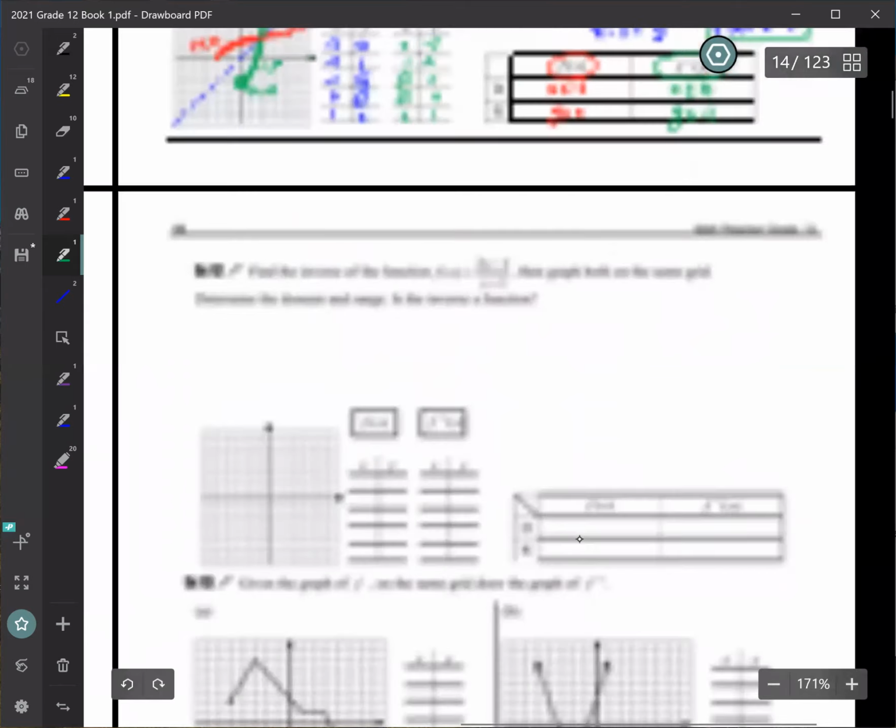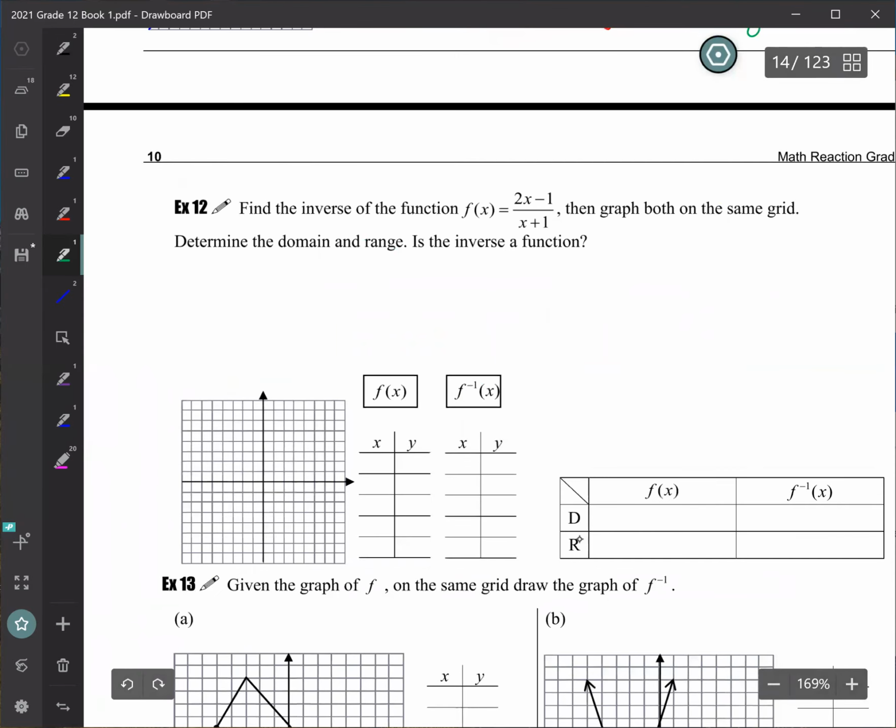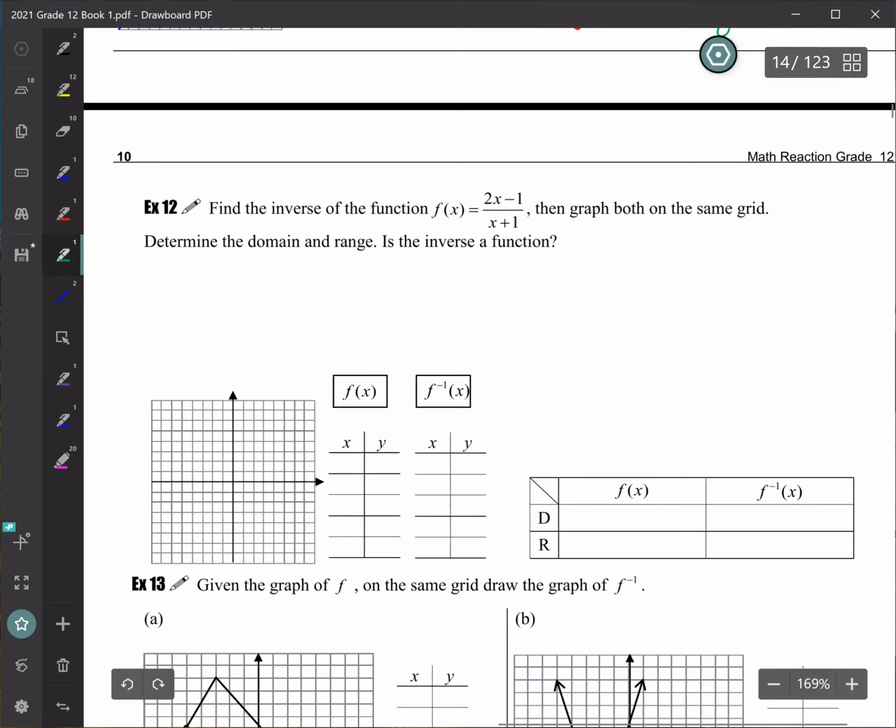Okay, so the next one that we have, question 12. Everyone go to page 10. This one is a rational function, right? So let me highlight that. Find the inverse, same thing. And then we'll graph both on there. This one we won't do the graph, because we didn't learn too much about graphing rational functions. We'll just get the function out. This one is a little bit tricky to get a function, but I'll let you try first.